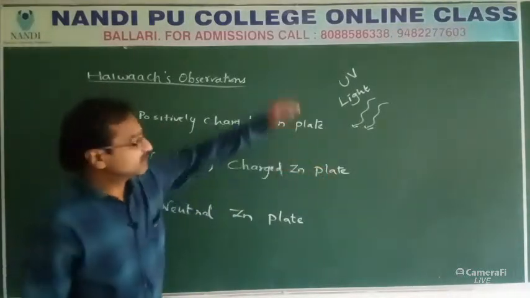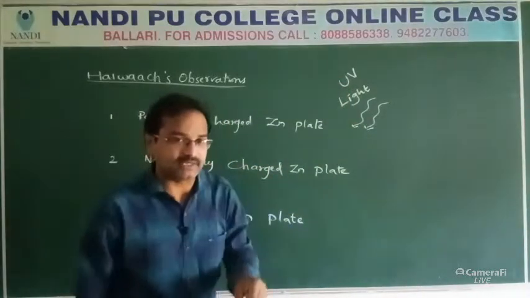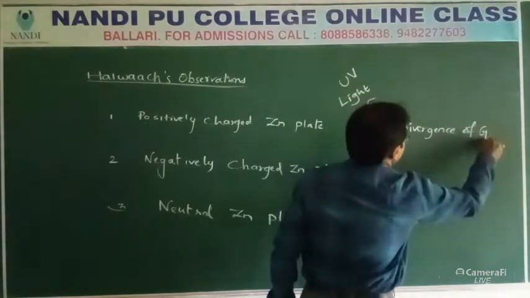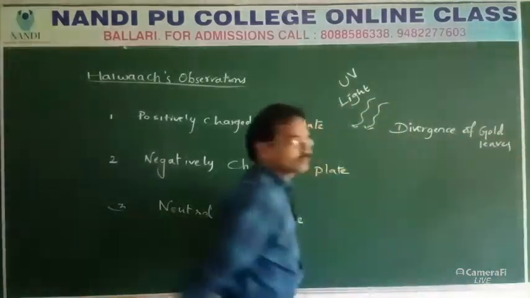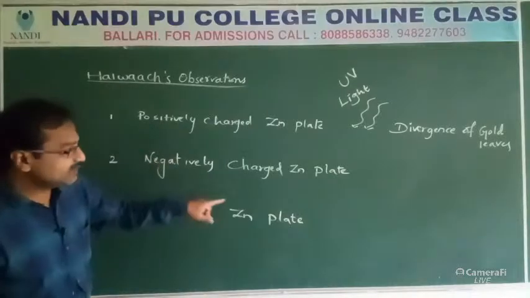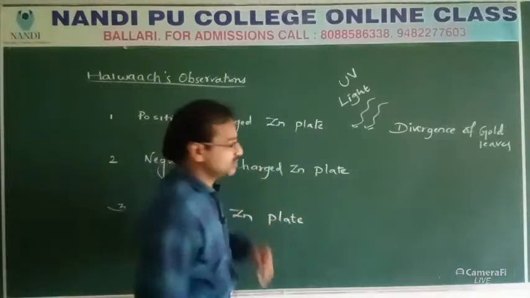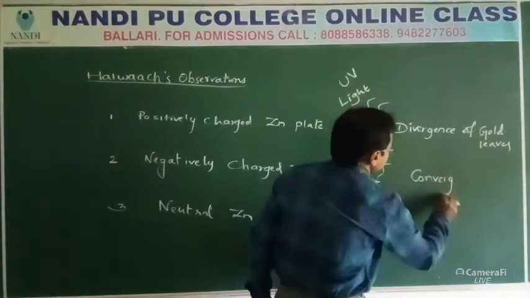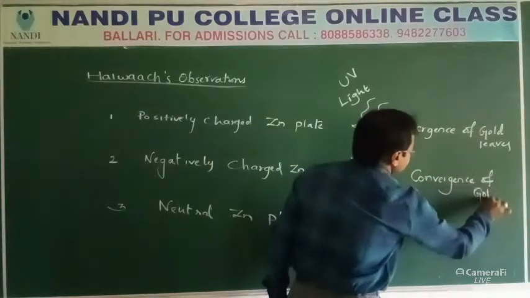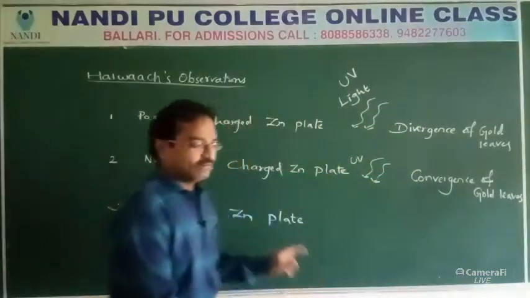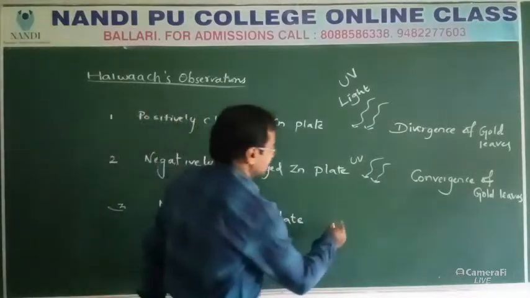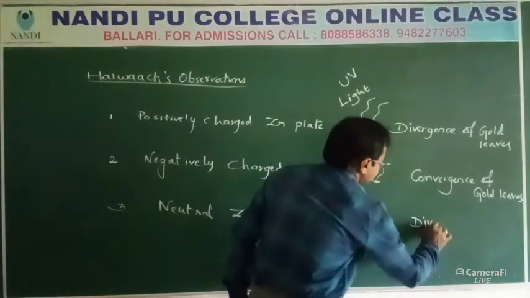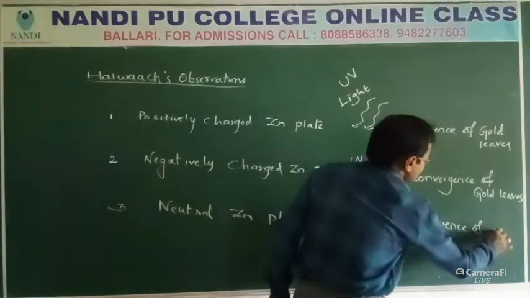The plate is already positively charged. When UV light is incident on the zinc plate, what did he observe? Divergence of gold leaves. This is the first observation. Second observation, when a negatively charged zinc plate is taken and light falls on that, what did he observe? Convergence of gold leaves. And finally, he took a neutral zinc plate and UV light was incident on it. What did he observe? Again divergence of gold leaves.